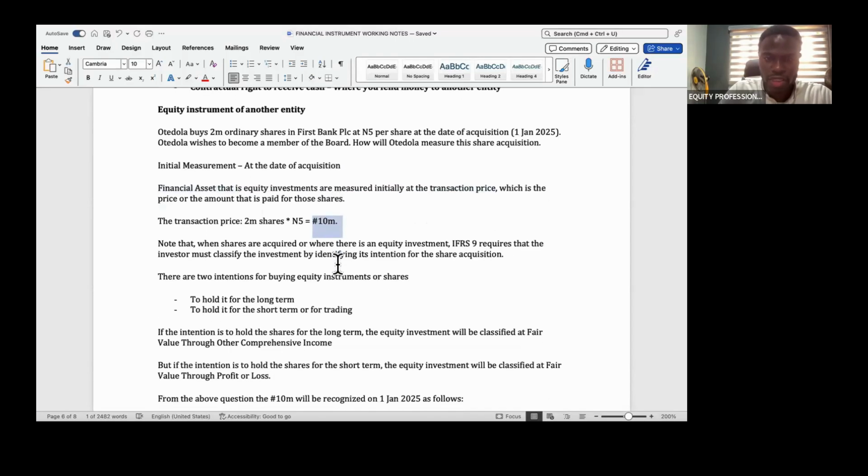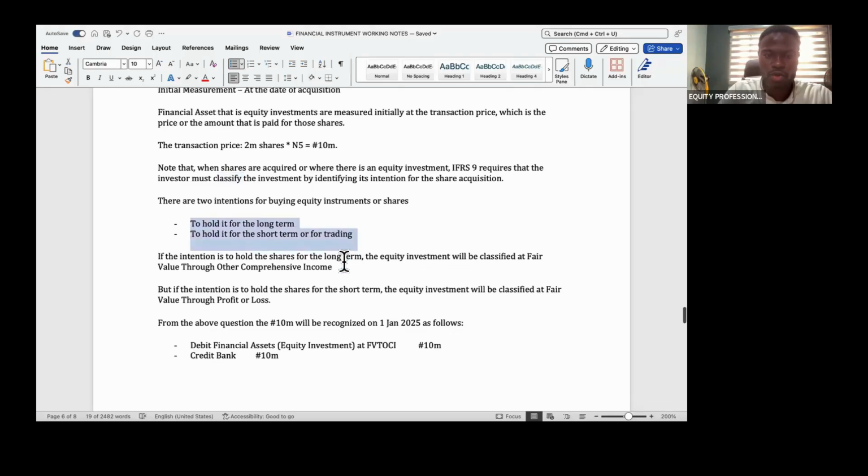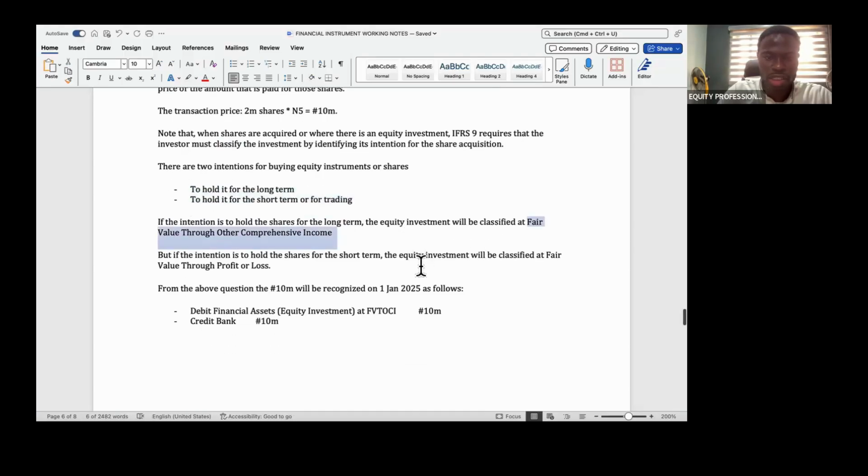And I also went further telling you that you need to classify the investments by identifying the intention for the share acquisition. And your intention is either of these two. And these two will determine how you classify it. If you are holding it for the long term, it will be classified at fair value through OCI. If you are holding it for the short term, it will be classified at fair value through P&L.